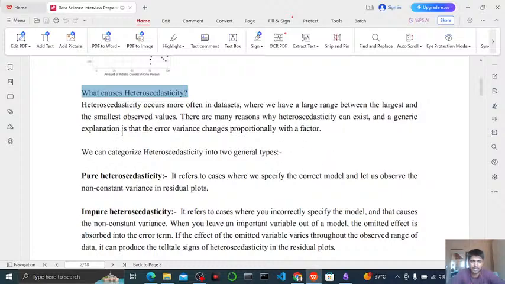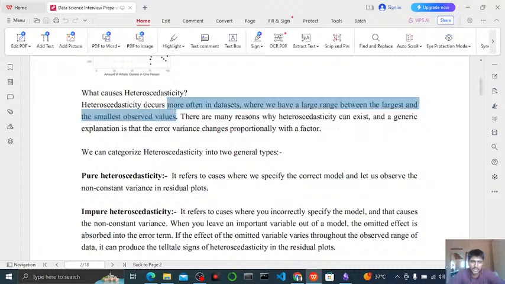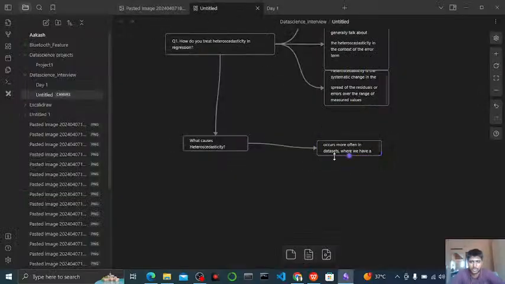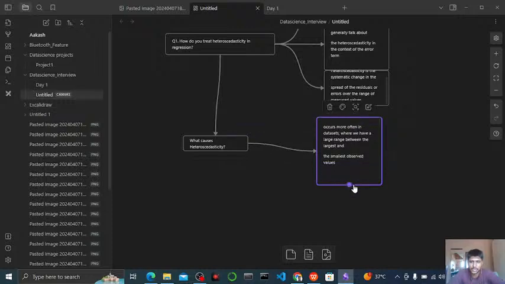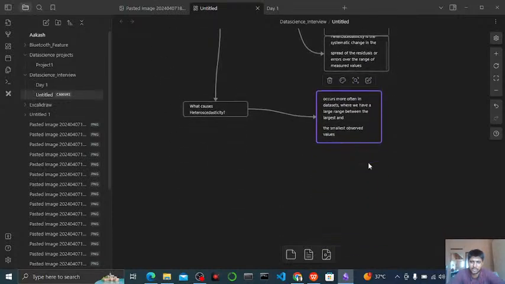Heteroscedasticity occurs for this particular reason. It occurs more often in a data set when we have a large range between the largest and the smallest observed values. You can write it like this and put it in a document, or in Obsidian, folks, so that it will be helpful for you. They also have a free tool as well, Excalidraw, which you can use for that purpose. So, heteroscedasticity occurs when we have a large range between the largest and smallest observed values.